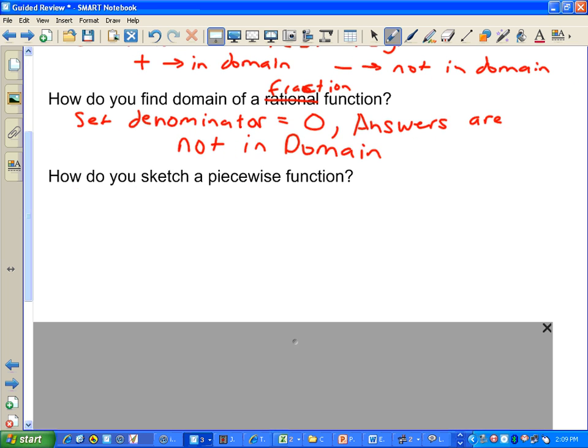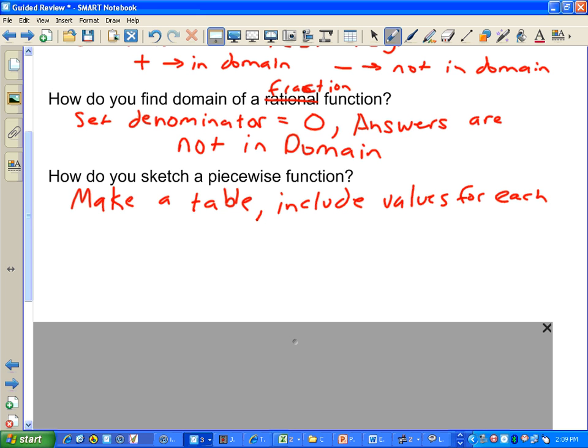We sketch piecewise. Make a table. Include values for each piece. Plot the boundaries. These are closed circle. These are open circles.